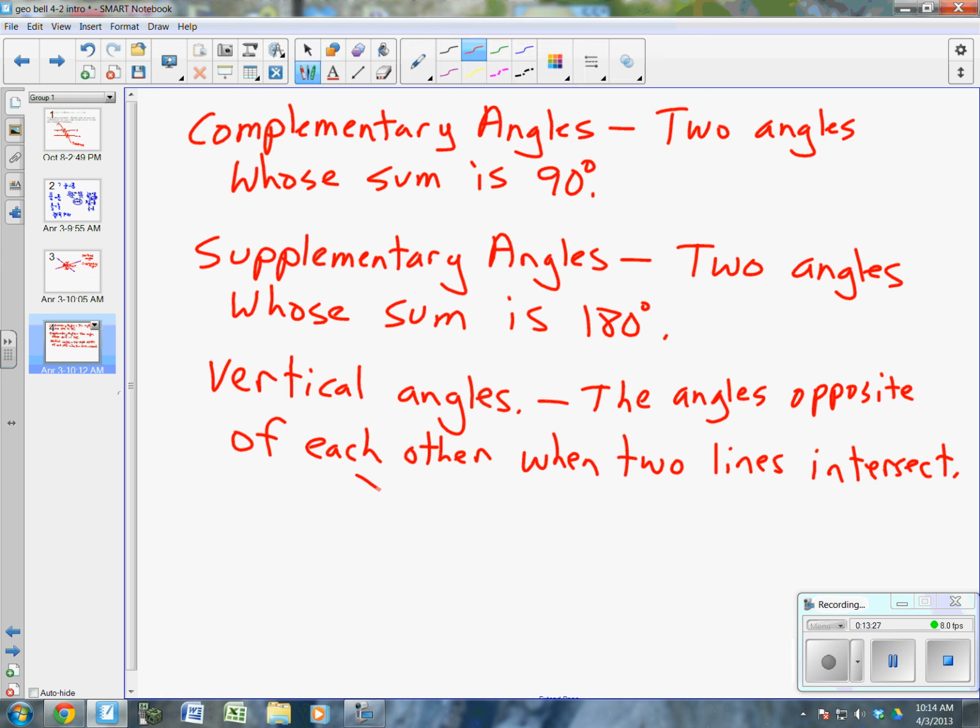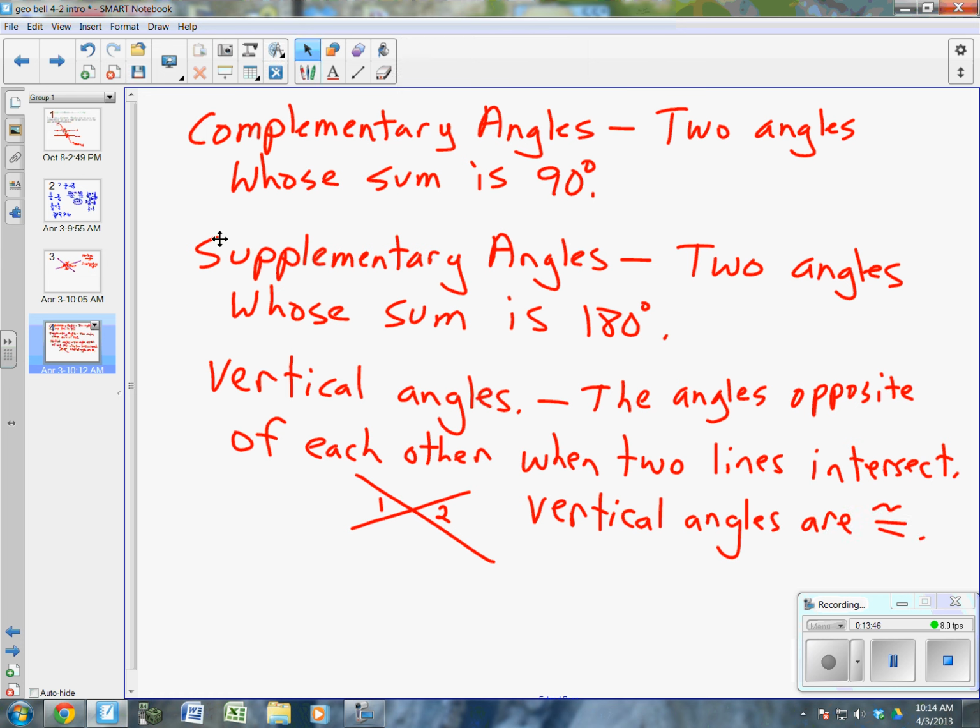In other words, angle 1 and angle 2 are an example. Okay? One thing you need to know, there's a theorem that says vertical angles are congruent. I'm just going to use the symbol for congruent right there. Vertical angles are always congruent. So anytime you have two intersecting lines, the opposite angles are always going to be congruent. Always. Okay? I'm going to give you about 15 seconds to finish writing, and then we're going to the next page.